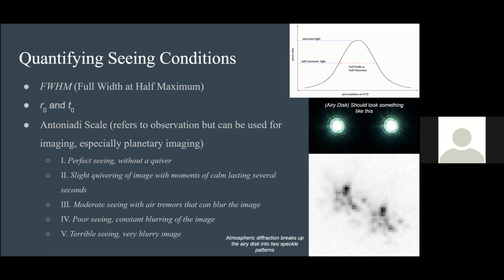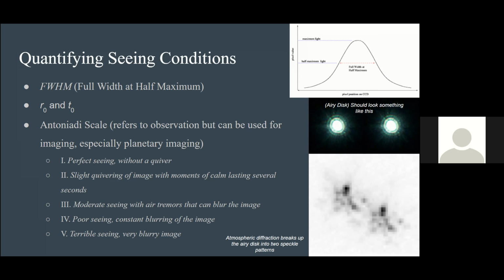You can still probably figure it out if you got an eyepiece for the telescope, or you could use short exposures. There are five levels to it. The first level is basically perfect seeing without a quiver, without a weird hot band in the image or in the field of view. And number two is a slight quivering of an image with moments of calm lasting several seconds.